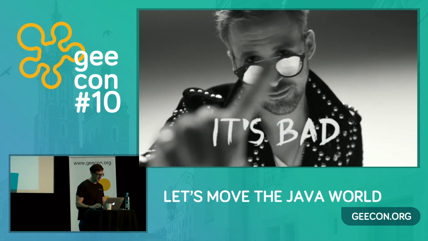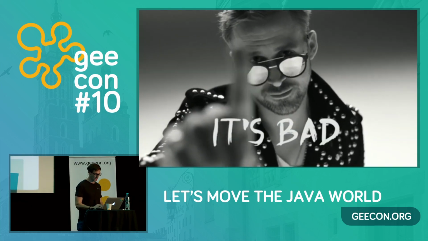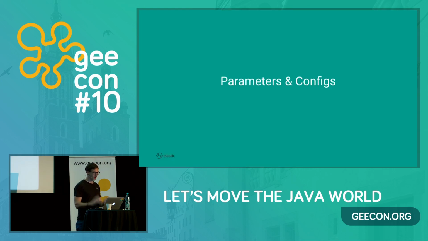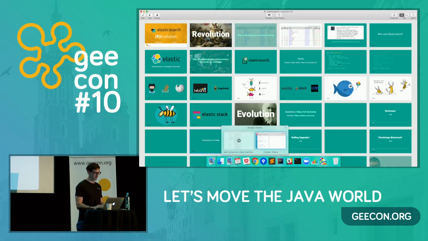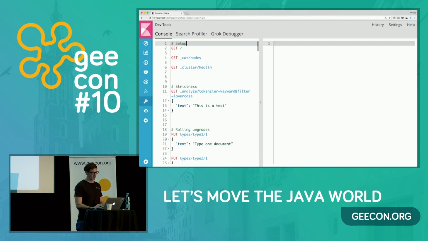So the first thing is we are now checking configurations and parameters. And I will just run all of these queries live from Kibana. So you can see I'm running the latest version in 5.6. I have 3 nodes running here.